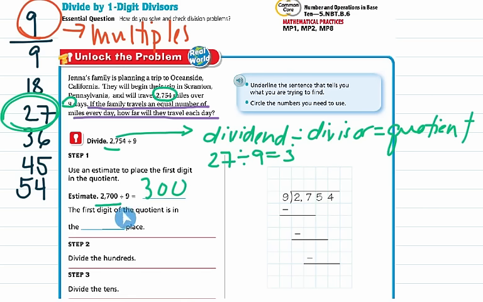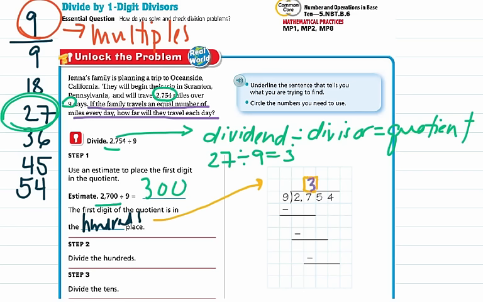So it says the first digit of the quotient is going to be in the hundreds place. And remember, it's really important that you place the quotient in the correct place. So I'm going to go over to our division problem, and I'm going to write a little box there so we can make the connection that we want to place the first digit in our quotient in the hundreds place. So step 2, it says divide. So what we do is we're going to divide the hundreds first.